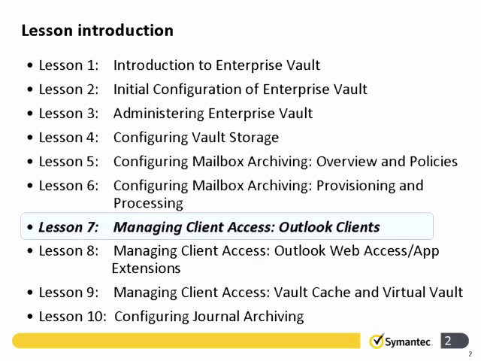This is the first of 3 lessons where we're going to be going through and looking at the various ways of accessing the mailbox archives that we had set up and started archiving in earlier lessons. We're going to look at first the Outlook clients, then the Outlook Web Access clients, and then finally Vault Cache and Virtual Vault.